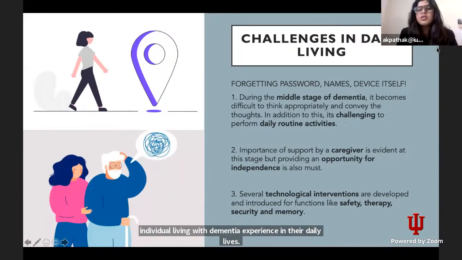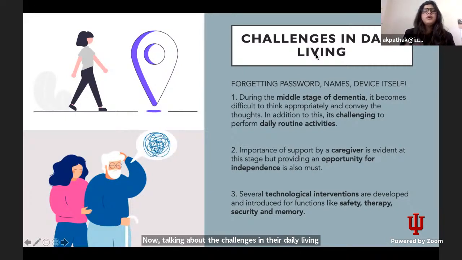Now, talking about the challenges in their daily living, as I already mentioned, forgetting passwords, names, or the device itself. During the middle stage of dementia, here we are talking about the early to mid stage, it becomes difficult to think appropriately and convey the thoughts, what exactly the person needs or wants. In addition to this, it's challenging to perform the daily routine activities as discussed. So also the significance and opportunity for providing independence is a must.